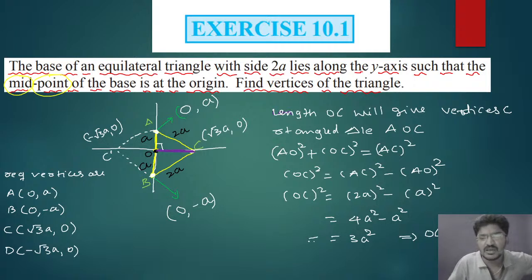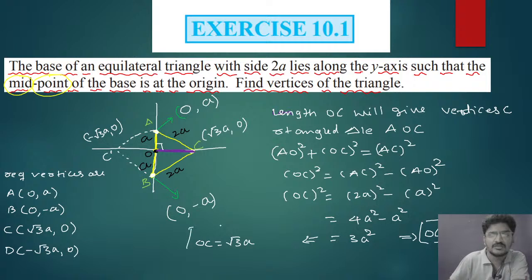So here, if it is not visible, you can write here, that is OC equal to root 3A. So this I am writing here because it is not visible there, so I am writing it on this side.